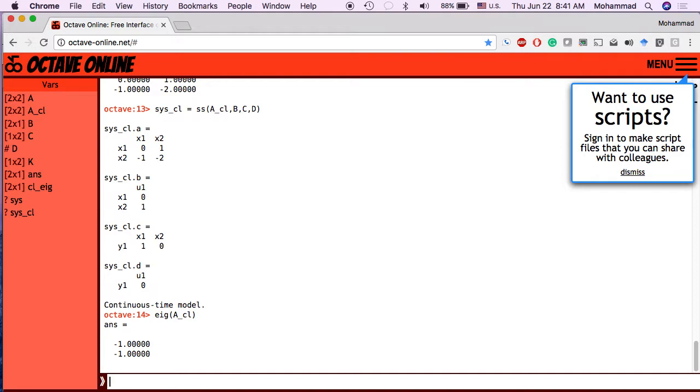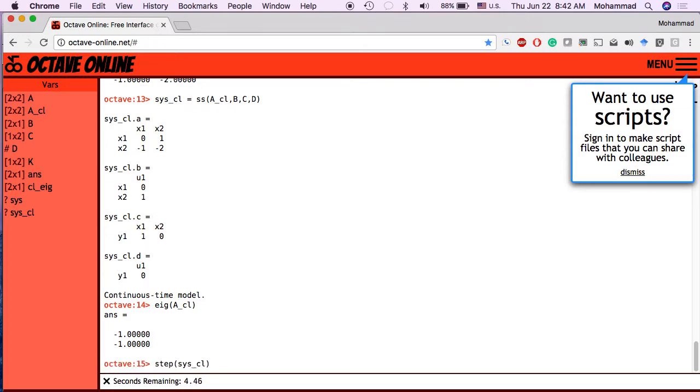So let's go ahead and find the response of this system to a unit step. So what are we going to do? We are going to type step of which system? System closed loop. If you hit enter, it generates the step response.